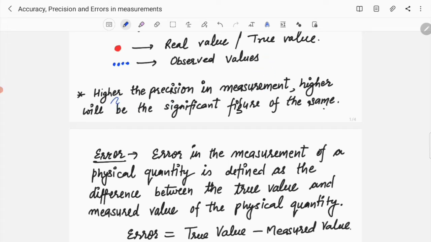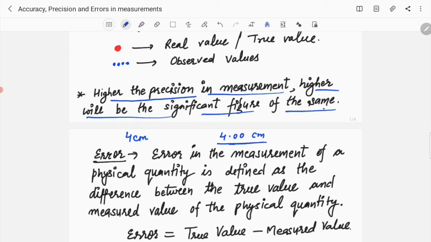Okay. Now this is a very important result, that the higher the precision in measurement, the higher will be the significant figures of the same. For example, we are measuring the length of a metallic wire with vernier calipers, and one is giving information that the length of the metallic wire is 4 centimeter and another one is giving information that it is 4.00 centimeter.